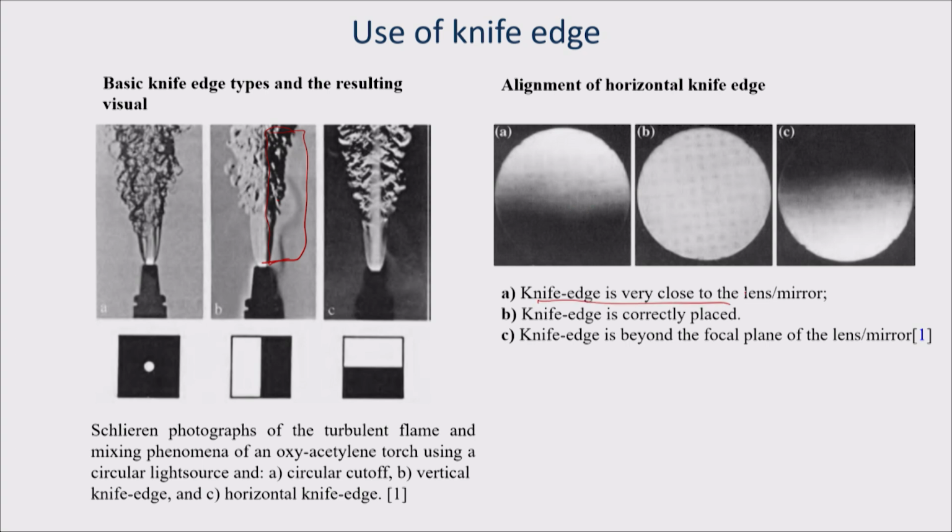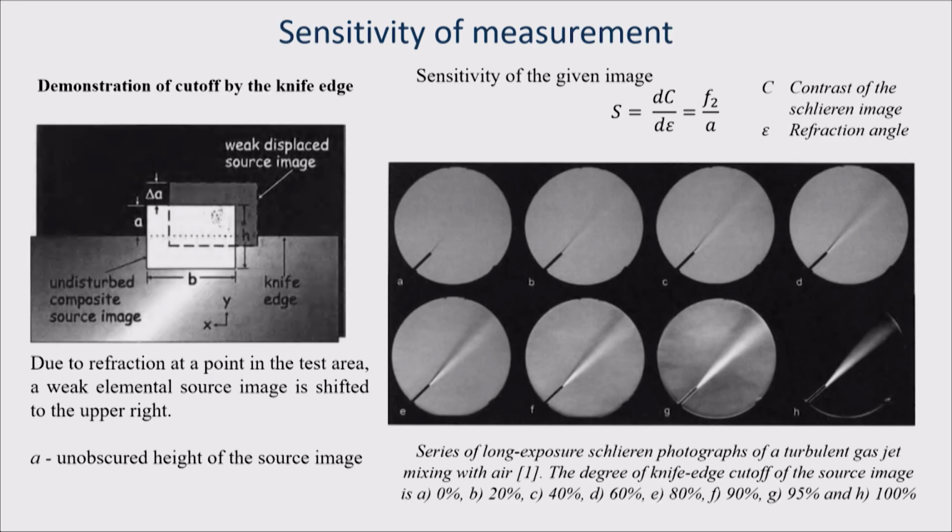If the knife edge is very close to the mirror or the lens, you get a dark spot. If you place it correctly, only then do you get good illumination. Otherwise there will be a variation in the illumination. These measurements are very sensitive to where you place the knife edge.